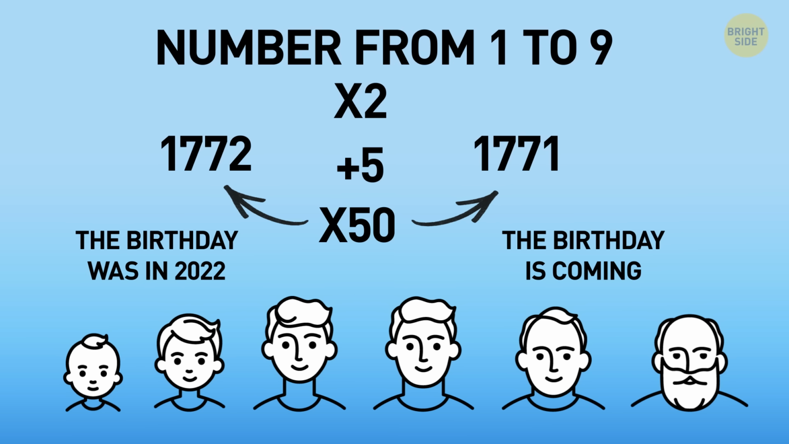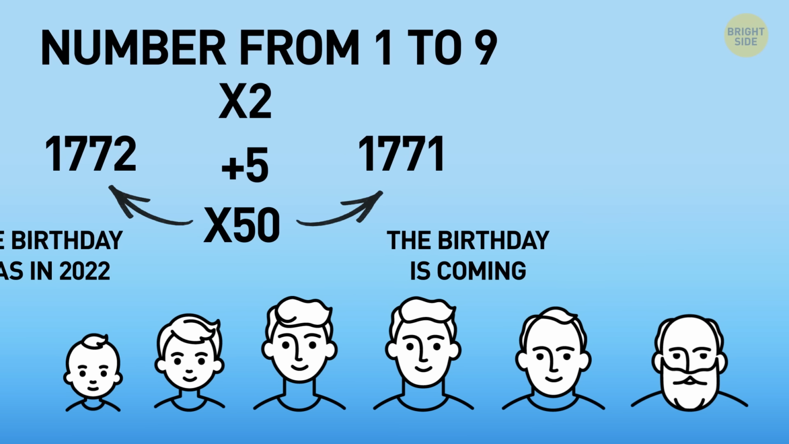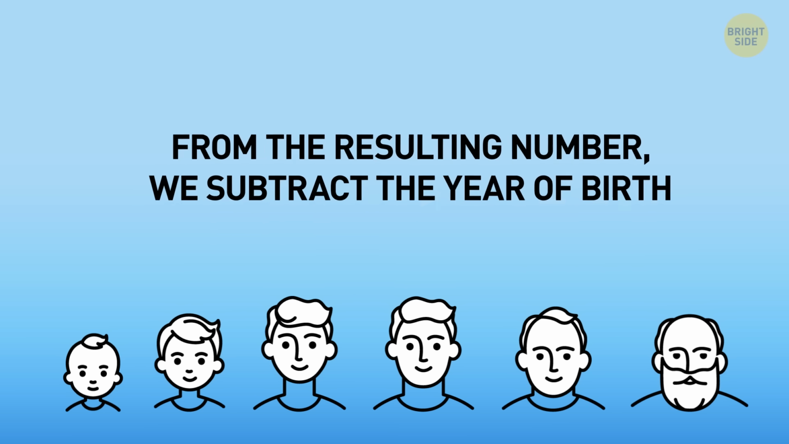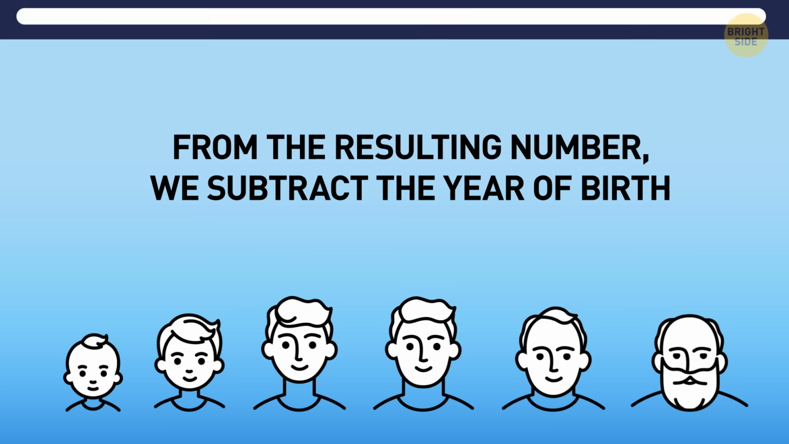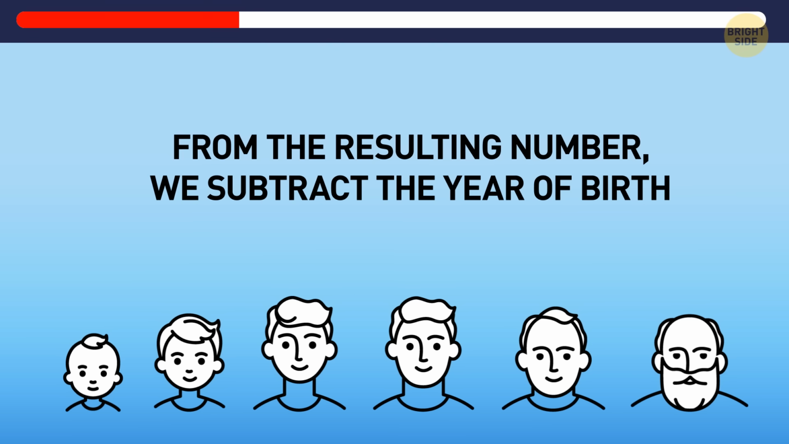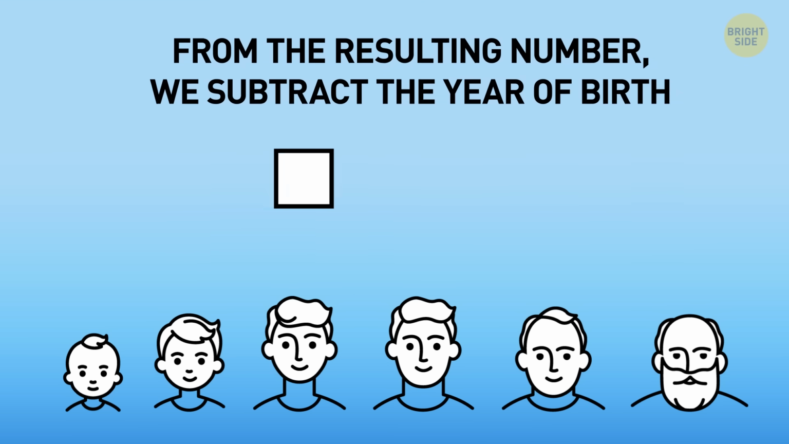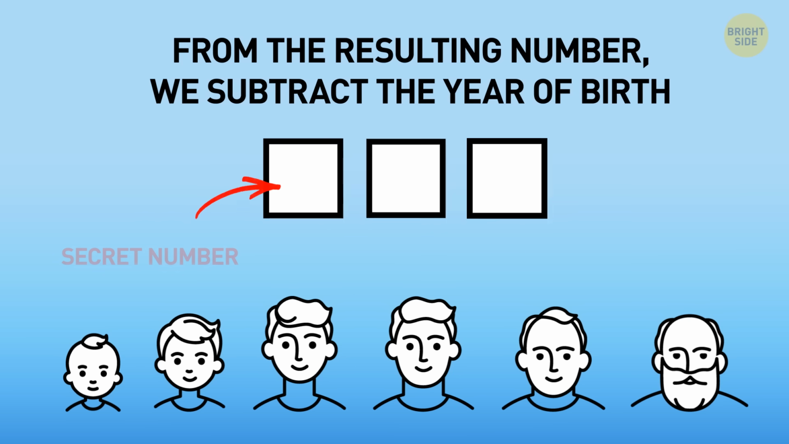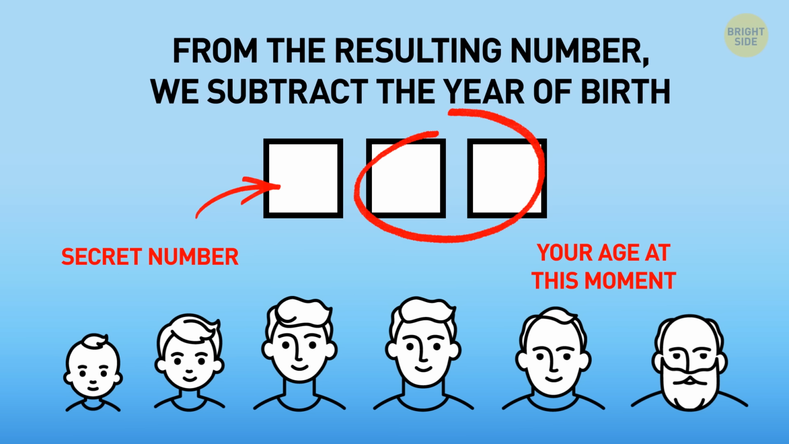Time for the final step. It's super important to get this one right. Subtract your birth year from the number you just got. You should get a 3-digit number. The first number in it should be that secret number you thought of at the beginning. The remaining two numbers are your age at this moment. It must have worked out if you followed the instructions to a T. If you followed the instructions to an F, well, I can't help you.